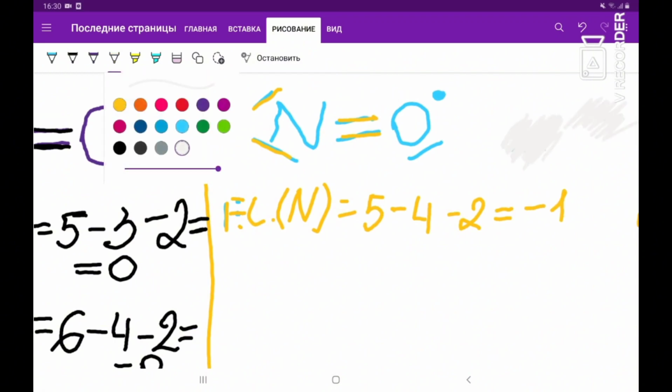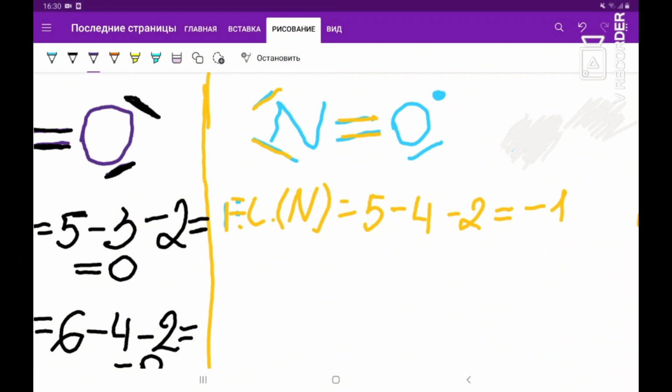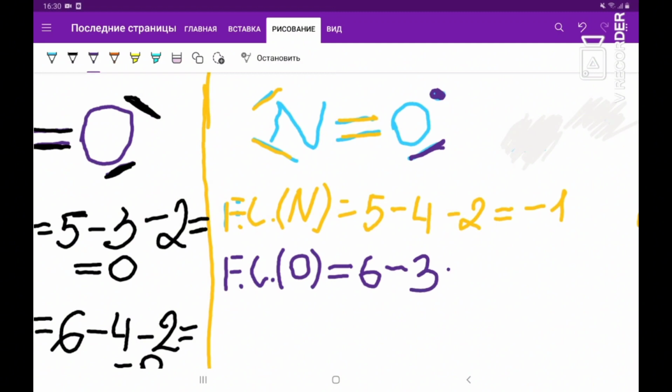Let's now calculate the formal charge for oxygen. Formal charge for oxygen will be the number of valence electrons, 6, minus the number of free electrons, we see 1, 2 and 3. We have 3 free electrons, minus the number of bonds, 2. It will be +1. Okay, so as we can see, for nitrogen the formal charge will be -1. For oxygen it will be +1.